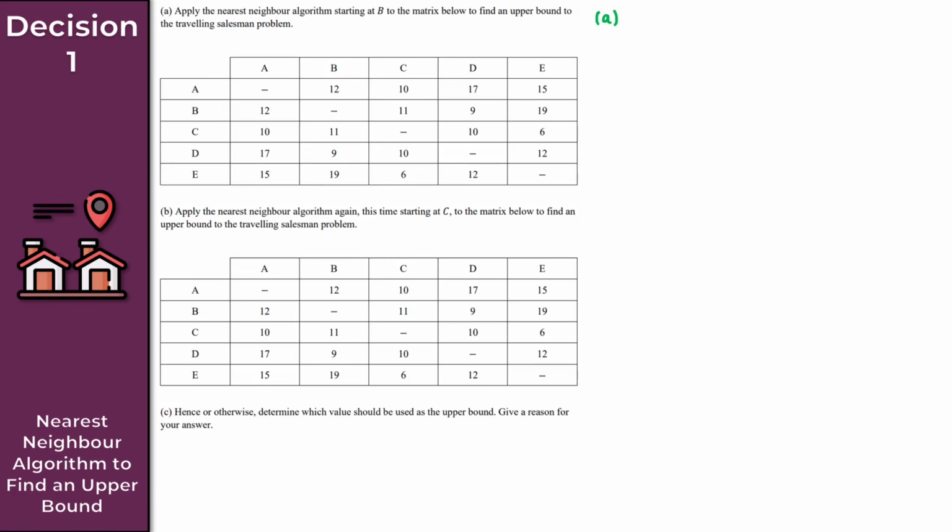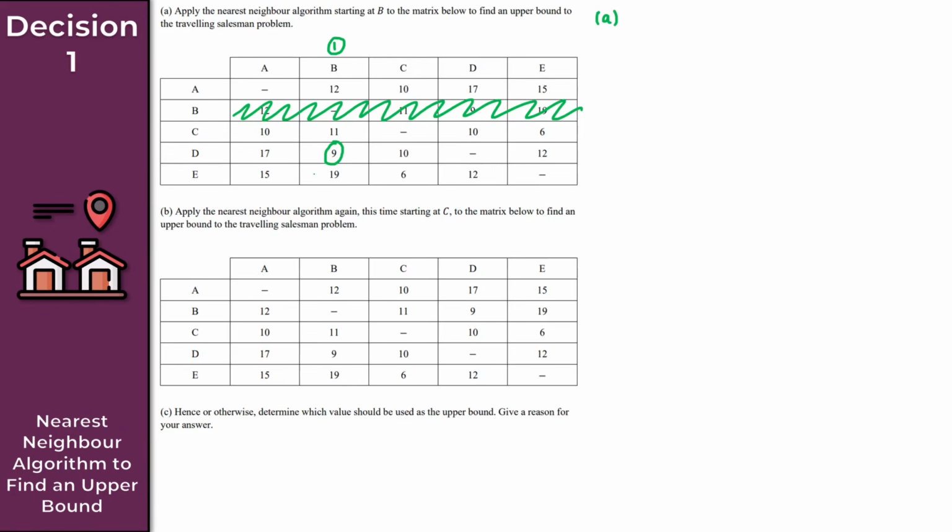For part A, all we want to do is apply the nearest neighbor algorithm, starting at B, to the matrix below to find an upper bound to the traveling salesman problem. Starting at B, I put a 1 above column B. We then delete the corresponding row, so we delete row B. Now I look down column B and choose the smallest possible value, which corresponds to this 9. So we circle 9.